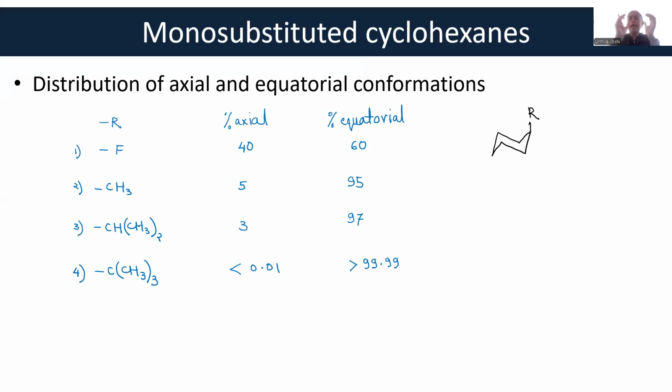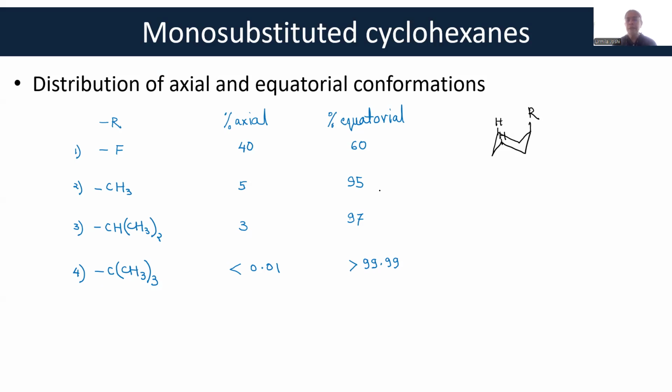Isopropyl group, still larger size. So energy of 1,3-diaxial interactions increases further, and so percent axial goes down. Tertiary butyl, huge group. So it is so much near the other two axial hydrogens that the energy of 1,3-diaxial interactions is very, very large, and practically everything exists in equatorial form.